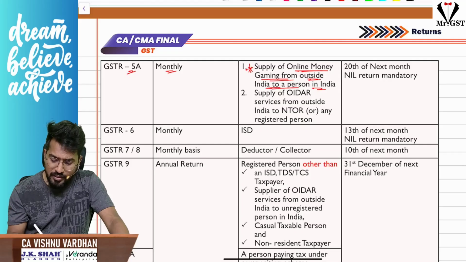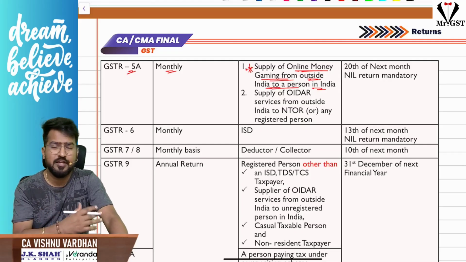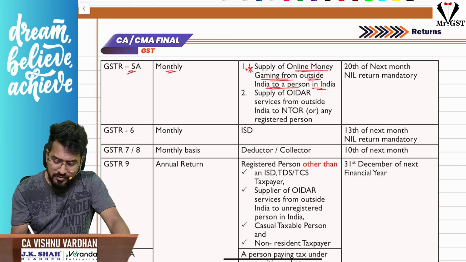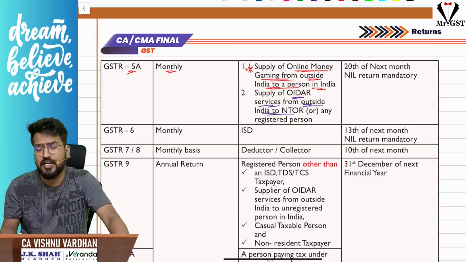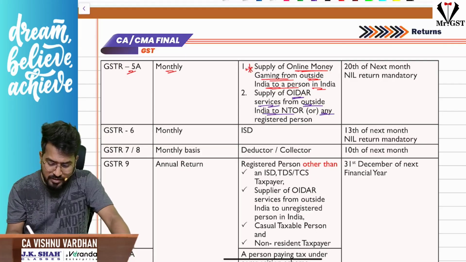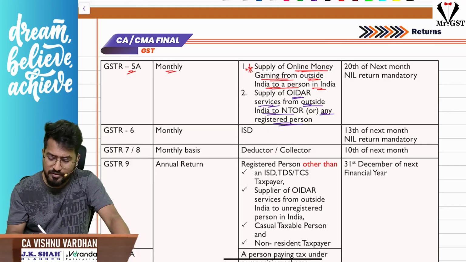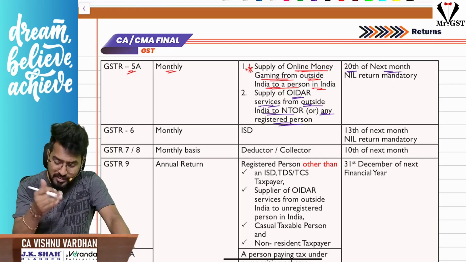For example, online money gaming, let us assume Rummy Circle, from outside India to a person in India, or a supplier of OIDAR services from a place outside India to a person who is a non-taxable online recipient or any registered person. So from outside India to NTOR or any registered person. For the OIDAR service provider, it is the 20th of the next month. The GSTR 5A due date we have not yet seen anywhere else. So this is the due date.